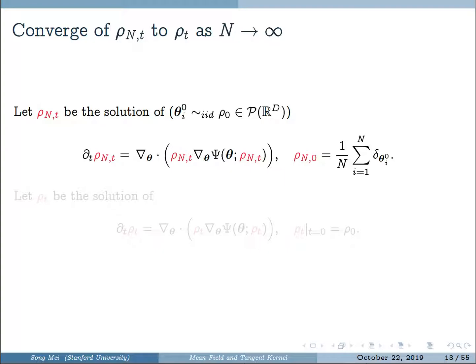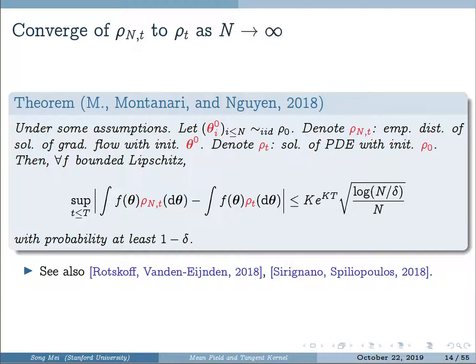Okay? So under some assumptions, we can show that if we sample these particles at time 0 independently from rho_0, we denote rho_n,t to be the solution of the gradient flow, and rho_t to be the solution of the PDE. Then their difference, using a test function f to measure the distance between these two distributions, is bounded by a small term, where this term blows up as t goes to infinity. But if you take the time horizon to be of constant order, of order 1, then this term will converge to 0 as the number of particles goes to infinity.